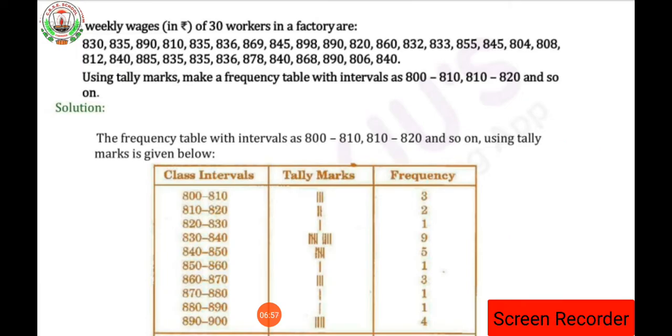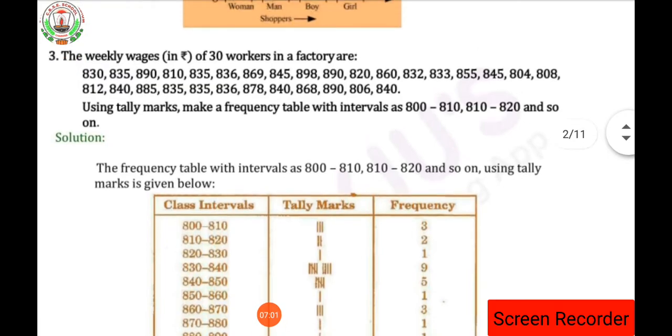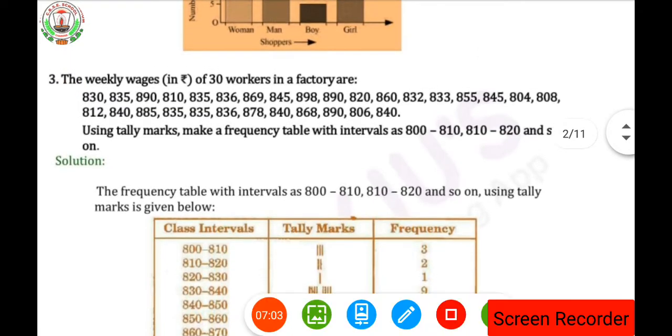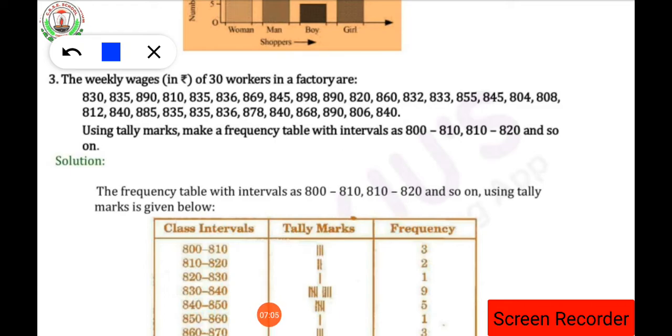So looking at the raw data, we have to look and count how many numbers will come under this, isn't it? From the raw data we have to observe how many data will come. So here 804 and 808 will come under the first interval. These are the two data that will come. Then this one is the 806.